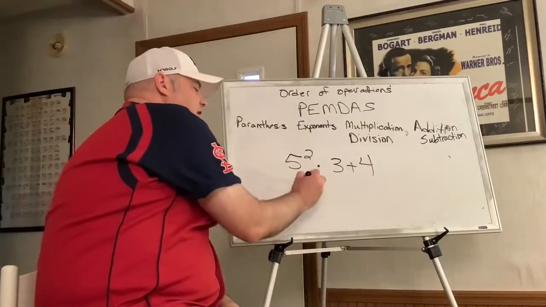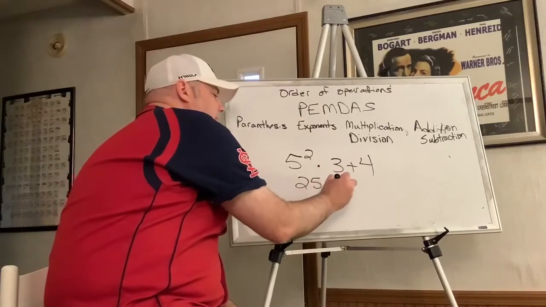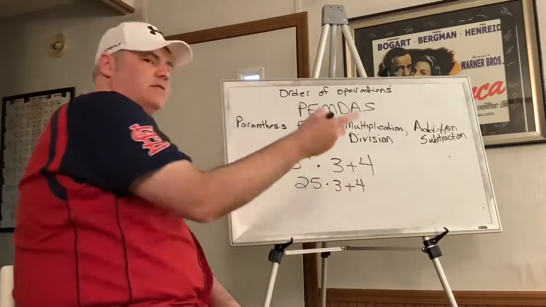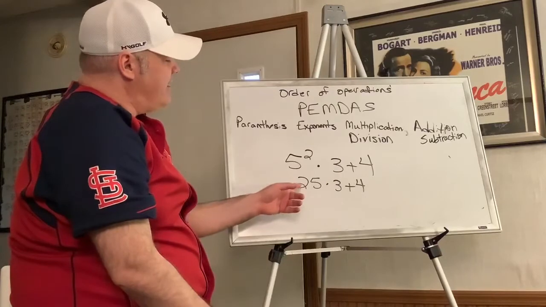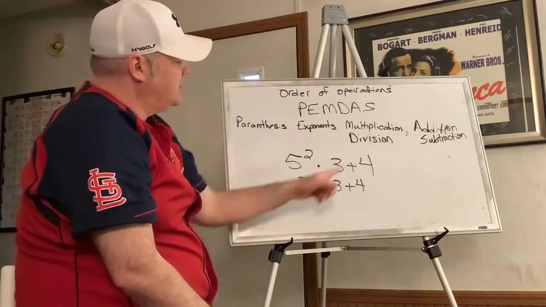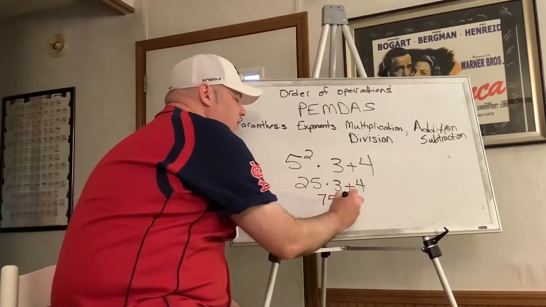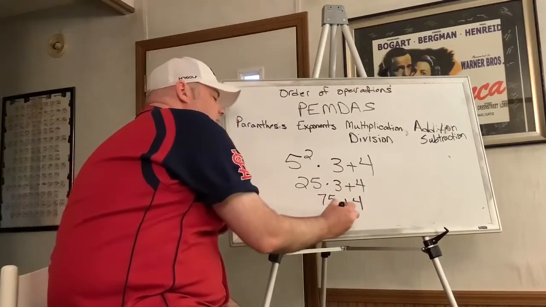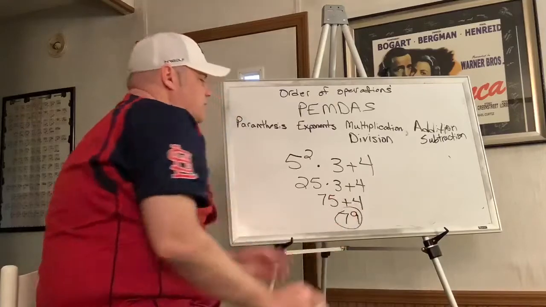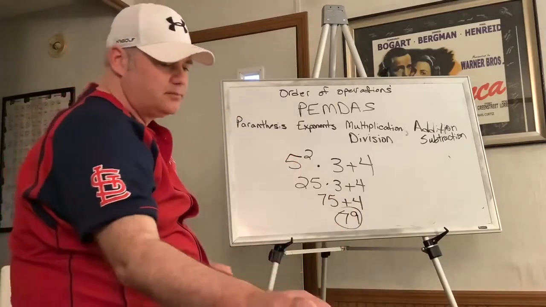So 5 times itself is 25. Okay, 5 times 5 is 25. And then I have a multiplication and addition, so I'm going to do the multiplication first. So 25 times 3 is 75. And then 75 plus 4 is 79. That's what happens when you got an exponent.